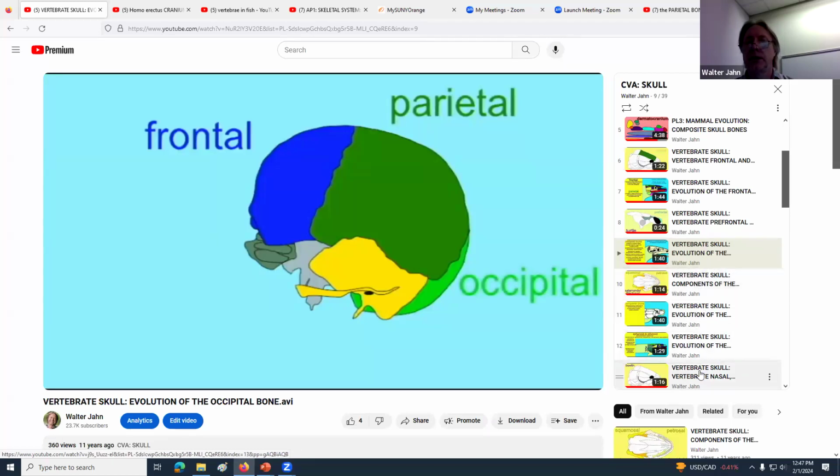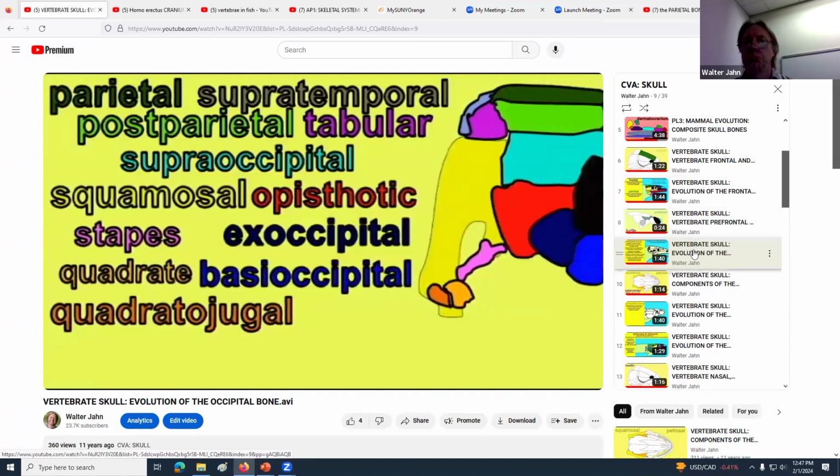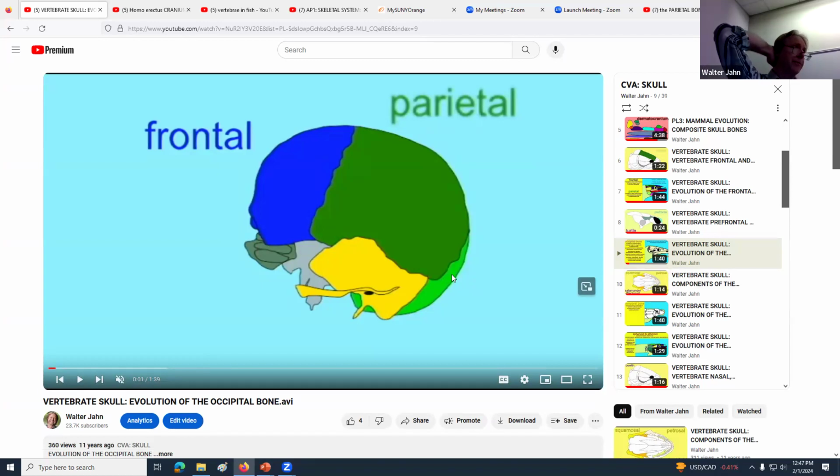Temporal. Let's do occipital. Where's occipital? There we go. We humans have one occipital bone.